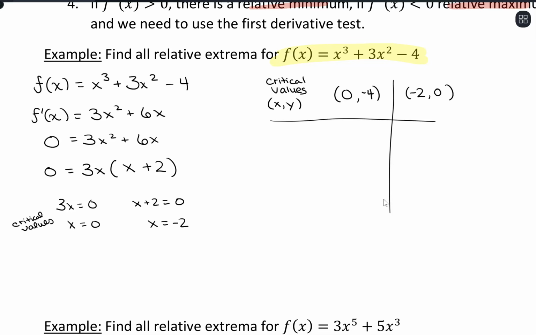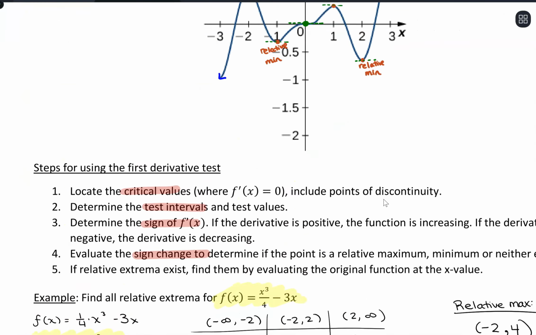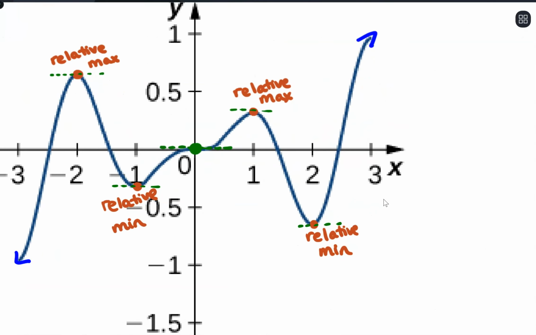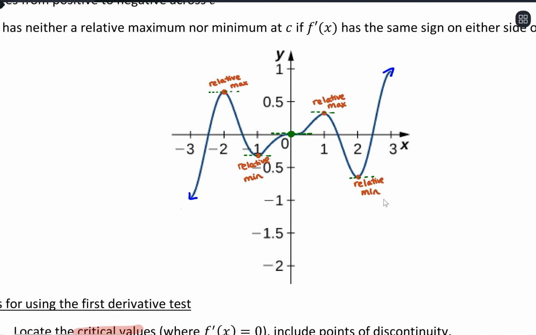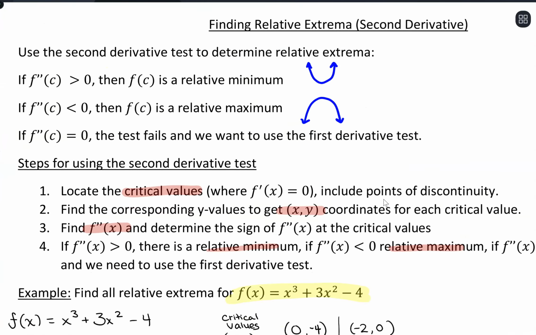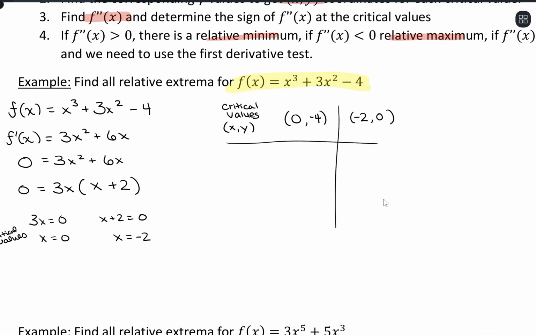All right, so we have our critical values, and specifically these coordinates. If we go back to our graph that we looked at here, basically we found these coordinates where we're having these flat tangent lines. So those could be maximums, or they could be minimums, or they could be nothing. It could be just a flat spot. So with that, taking the derivative and setting it equal to 0, that's what we're finding with these coordinates.